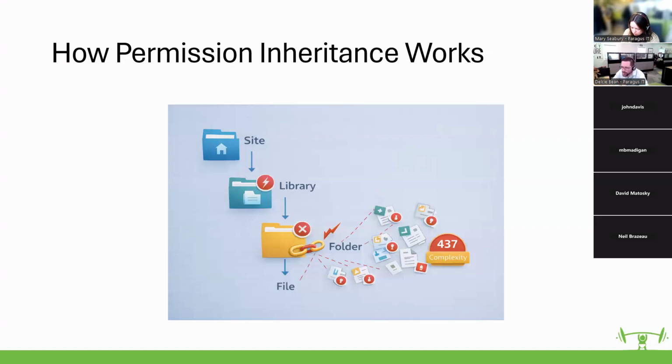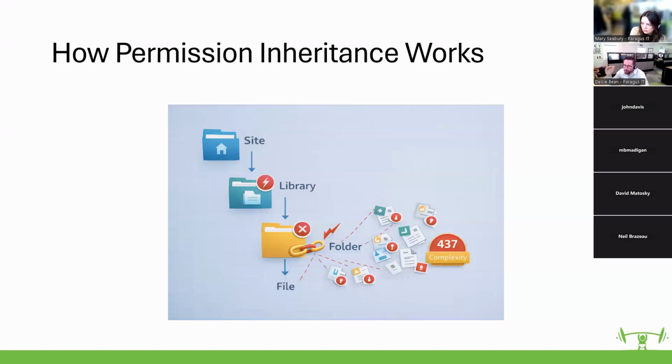The lesson here is not that you should never break inheritance, but that it should be exceptionally rare and very intentional. The best practice is to set permissions at the site level, align them to role-based groups rather than individuals, and then stick to them. Libraries can occasionally have distinct permissions if there's a strong governance reason. Let's say, for example, within your executive leadership team, you have an HR library that only HR staff can access. That is manageable, that's easy to audit.